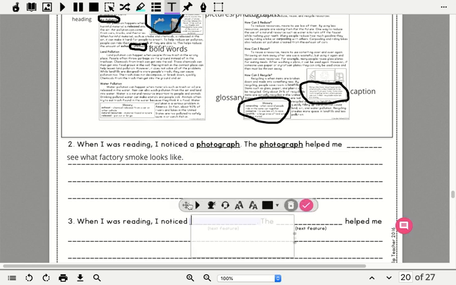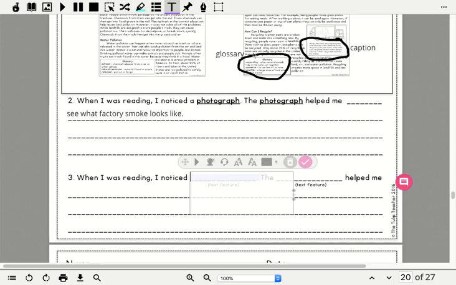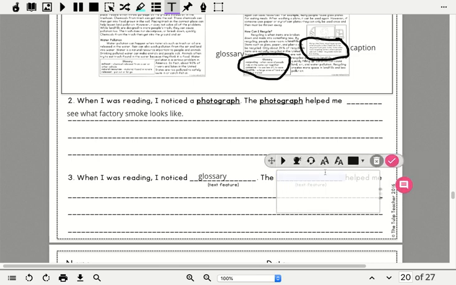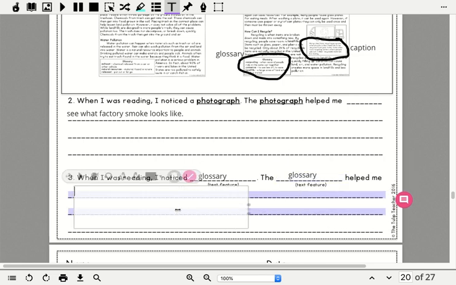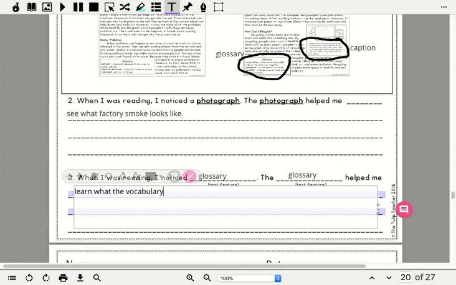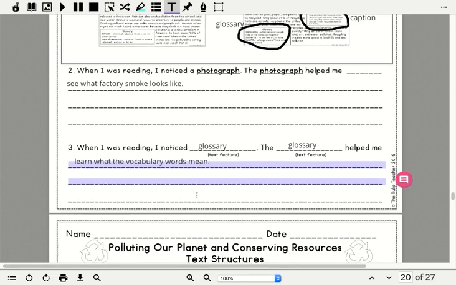Okay, so now this next one, you get to choose. So when I was reading, I noticed blank. Okay, I noticed the glossary because that is so important. And so that's the one I'm choosing. You can choose something different. So I noticed the glossary. The glossary, I'm going to put that in the second blank, helped me learn what the vocabulary words mean. Okay, so you just have to tell how that works. And now you're done with the text features page.